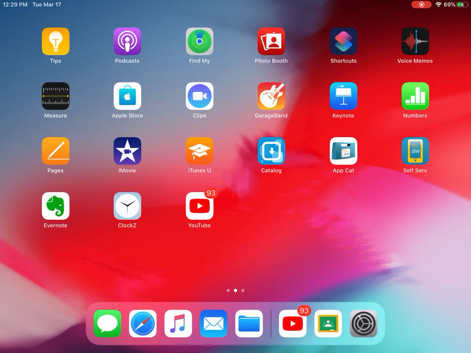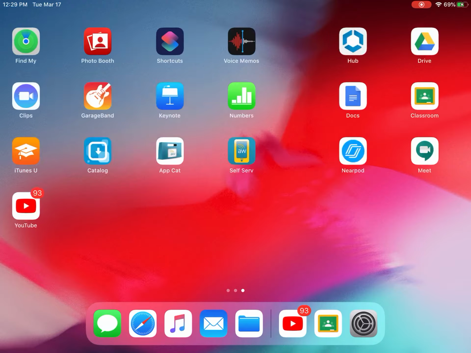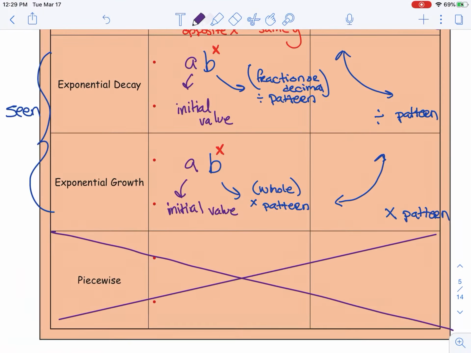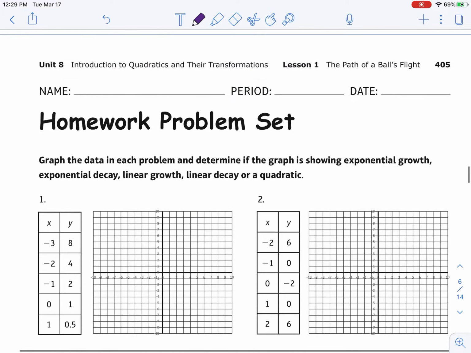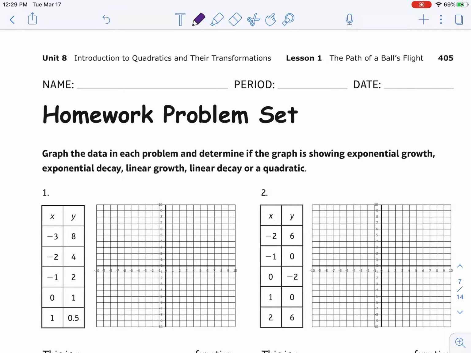Okay, so now I'm going into page 405. And on page 405, I am going to give you an assignment. And what I'd like you to do is graph all of these points.